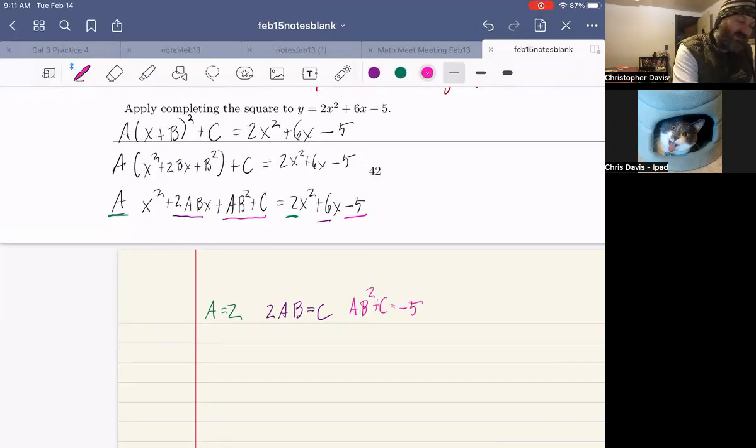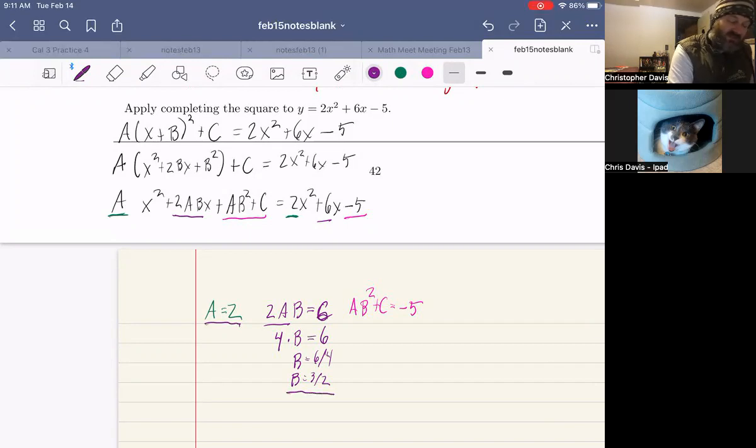So let's go through those motions. Well, a equals 2. Great, done. Let's plug that into the equation. So 2 times a will become 4 times b equals 6. B equals 6 over 4, also known as 3 over 2. Nice. All right, so I know what A is, and I know what B is.